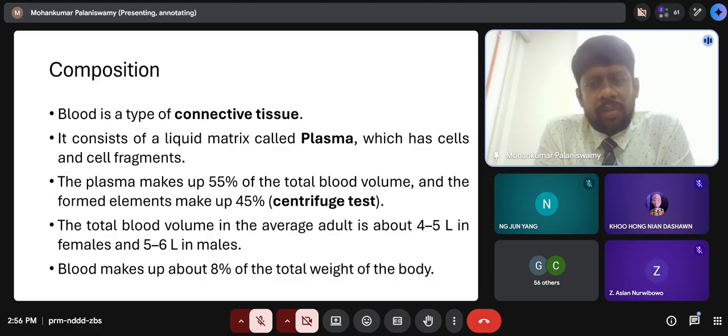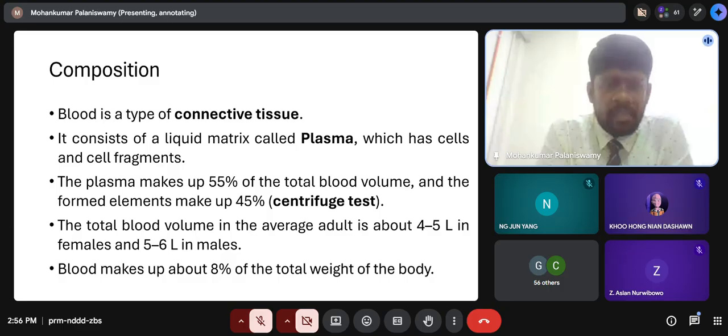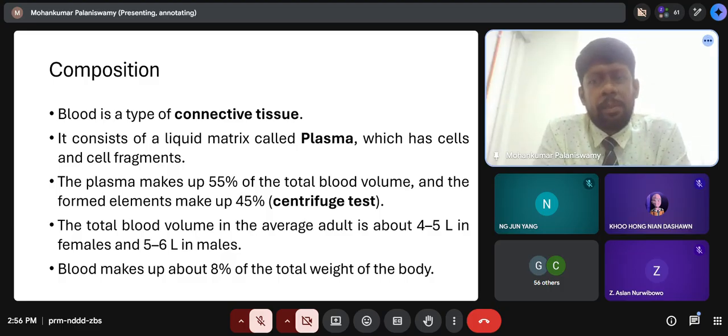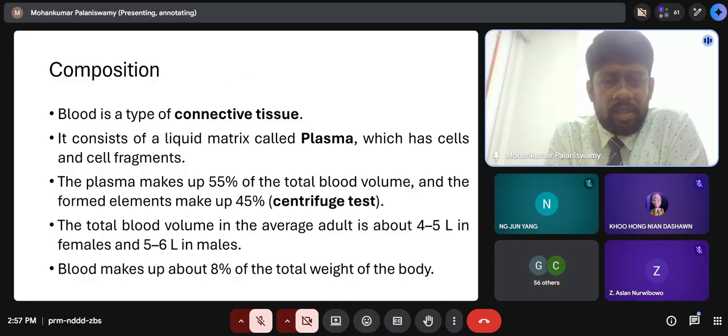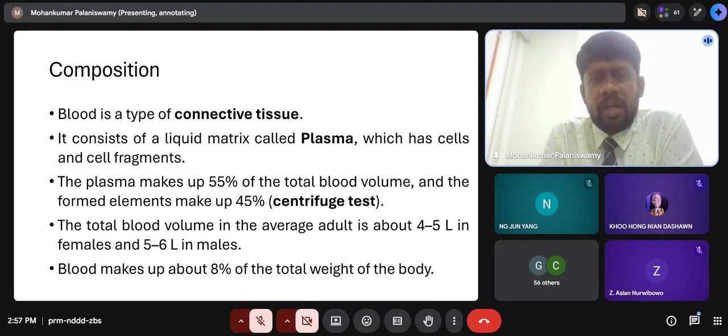The total blood volume in the average adult is about 4 to 5 liters in the females and 5 to 6 liters in males. This blood makes up to 8% of the total weight of our body. So if your body weight is 100 kilograms, then 8 kilograms is contributed by the blood alone.